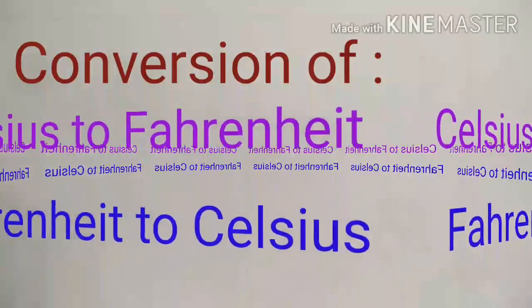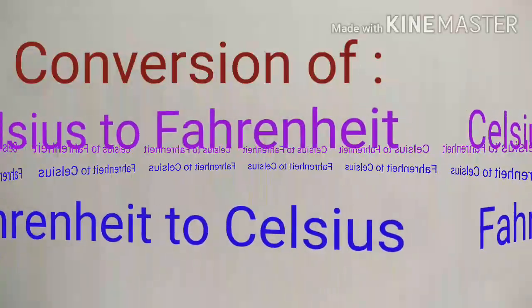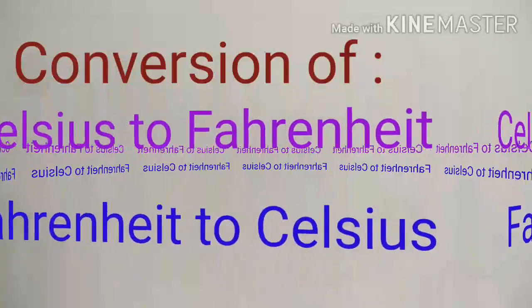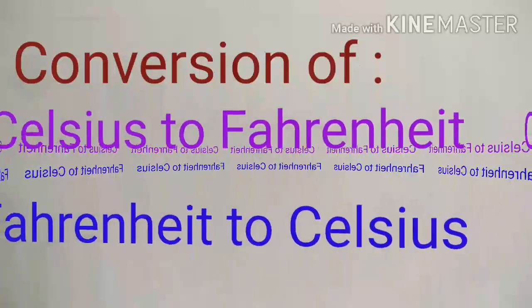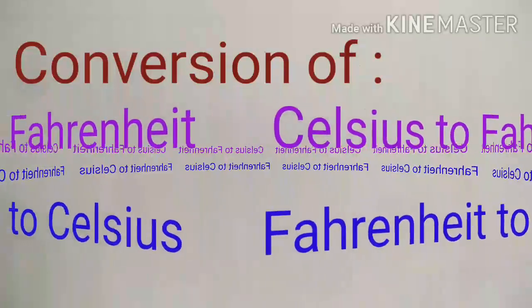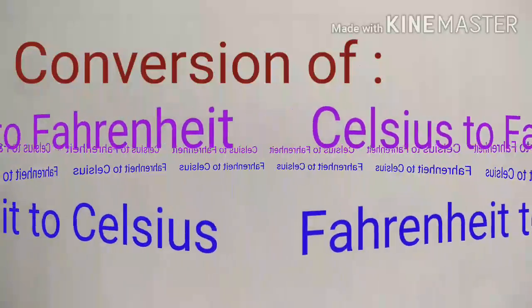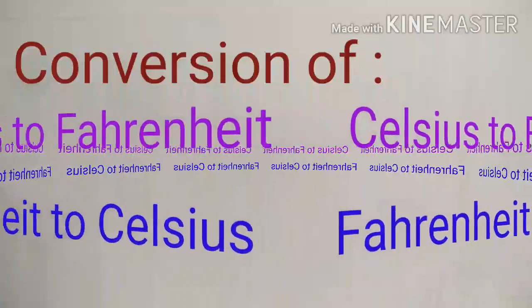In previous competitive exams like Staff Selection Commission, Railway Recruitment Board and all types of exams, such types of questions have been asked, and in future also such types of questions would be asked. So it is a very important lesson. That's why we must prepare for it. It has only one formula.